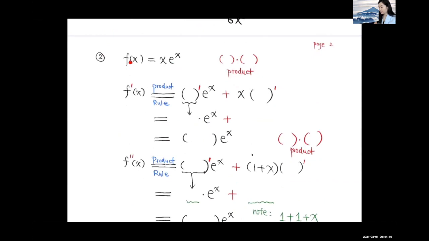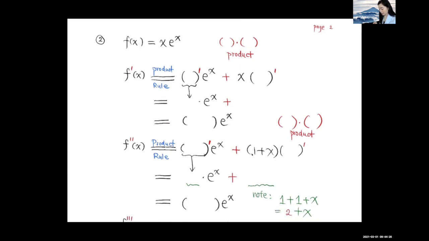Now look at example 2. To differentiate this function, notice that this is a product. It's this function times this function, so we'll use the product rule. The product rule says that we differentiate the first function times the second function, adding the first function times the derivative of the second function. That's the product rule. So they take turns to differentiate. Differentiate x, what do you get? Anyone? 1. Yes, 1.